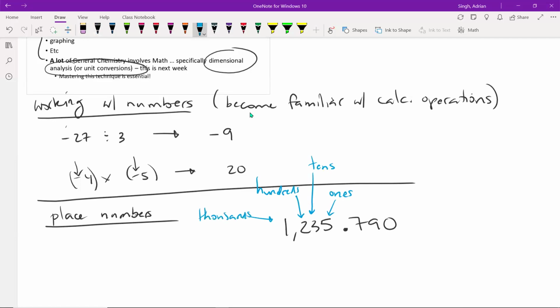Okay, so this is 1,200 plus 3 tens is 35 point. And now the 7 here after the decimal point, that is in the tenths place. The 9 is in the hundredths place. And then the 0 is in the thousandths place. Okay, so you want to remind yourself of the place numbers when it comes to working with decimal numbers, for example.